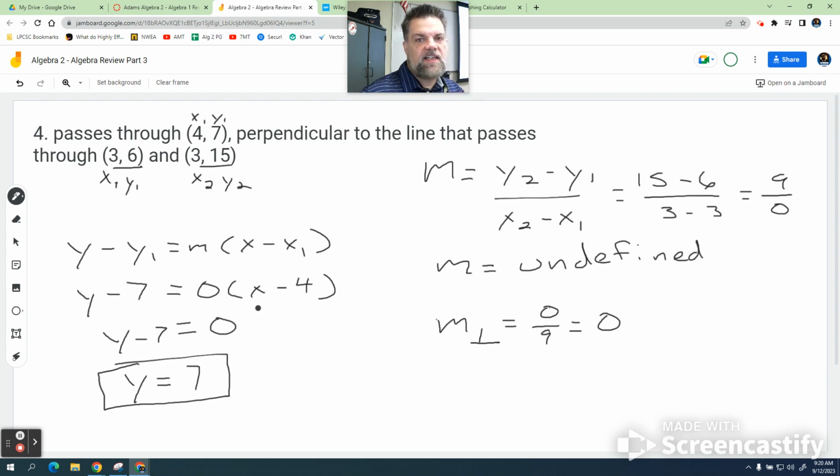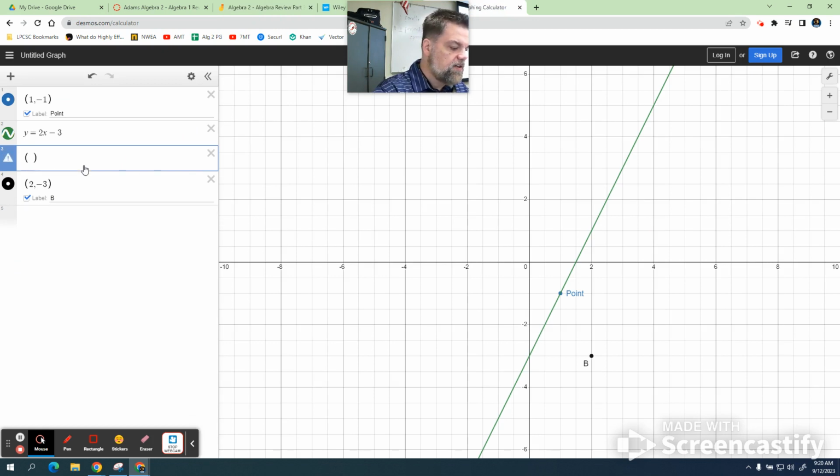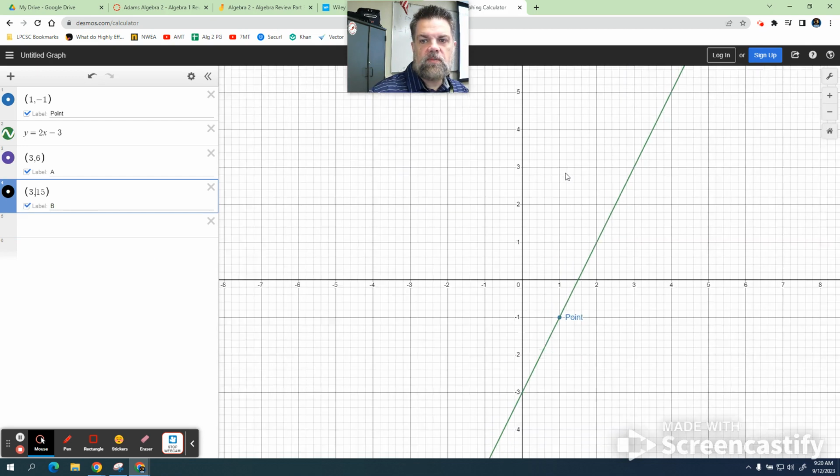Now, that seems weird, but it is not. So let's graph it and see what it looks like. So in here, I'm going to do 3, 6. So my two points, I'm going to do 3, 6, and then 3, 15. Oh, wait, I did it wrong. I've got to zoom out a little bit.